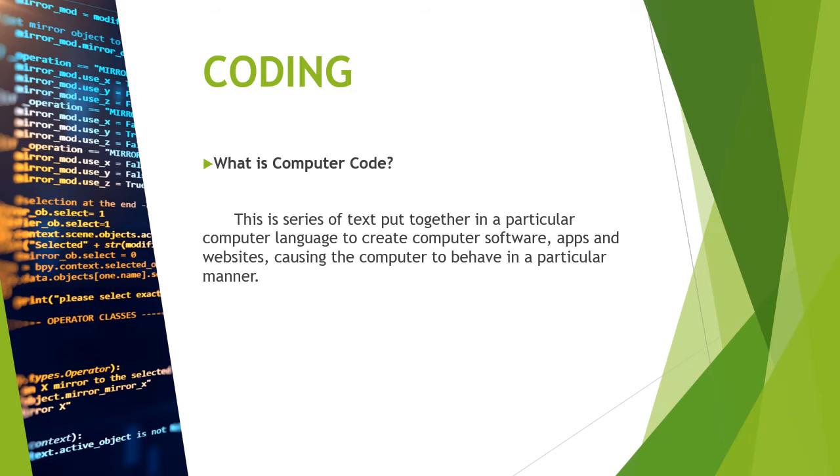So the definition here is this: a series of texts put together in a particular computer language to create computer software, apps, and websites, causing the computer to behave in a particular manner. So if you want your computer to behave in a particular manner, you chip in some computer code and it's going to behave accordingly. Because with the computer it is garbage in, garbage out, and good things in, good things out. That's just how the computer functions.